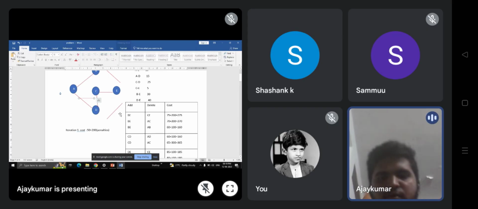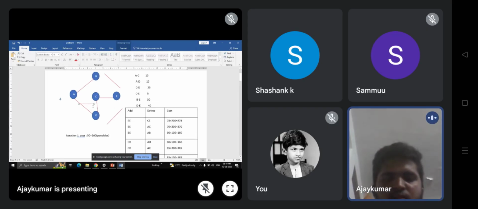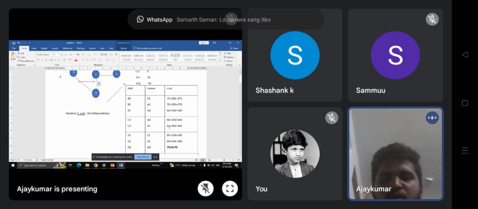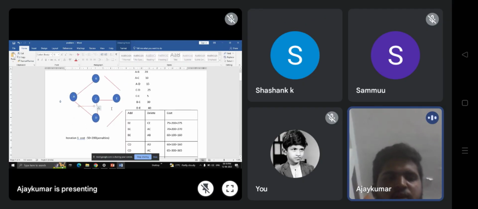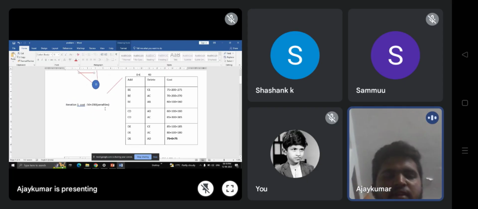by removing AC, we can calculate that the normal cost becomes 65 and the penalty is 300, because we are having AD without having DE and the three restricted edges are also added at the same time. So there is 100 plus 200 penalty, 300, plus normal edge cost of 65 is 365.